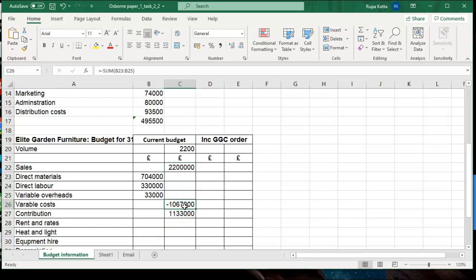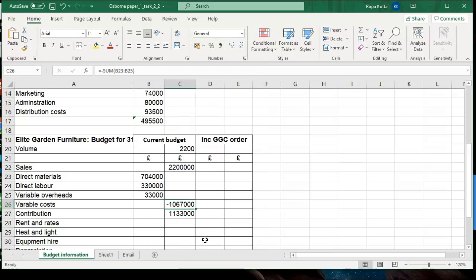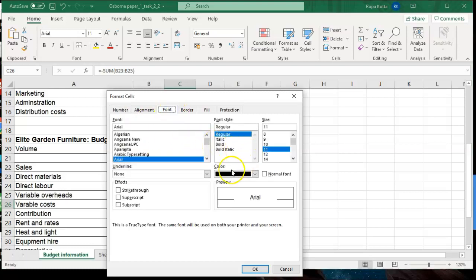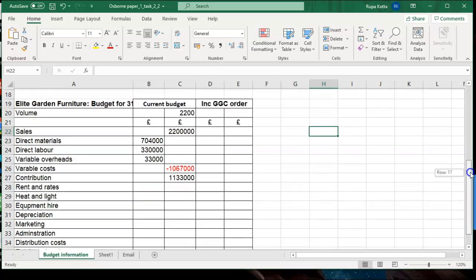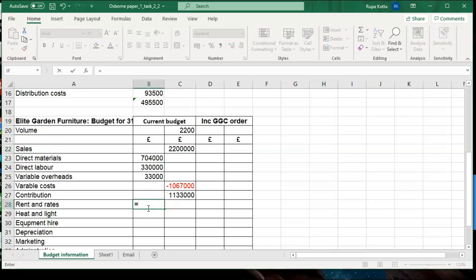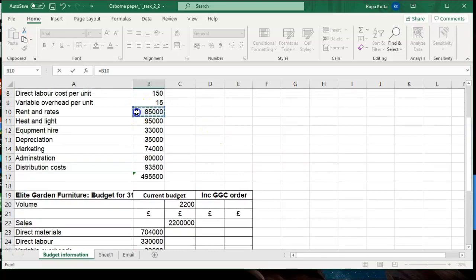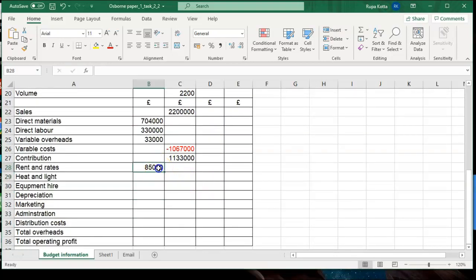1,133,000. Just because it is in red, if you want, you can change the font color a little bit to make the difference. Format cells, font, you can say red. Say OK. Then enter all the remaining rent and rates and everything. I think they are all in the same order, but still don't copy-paste. Say equal to B10, rent and rates. And then you can copy and paste to the next cells to fill up. So it will go B11, B12 and so on up to the distribution cost.